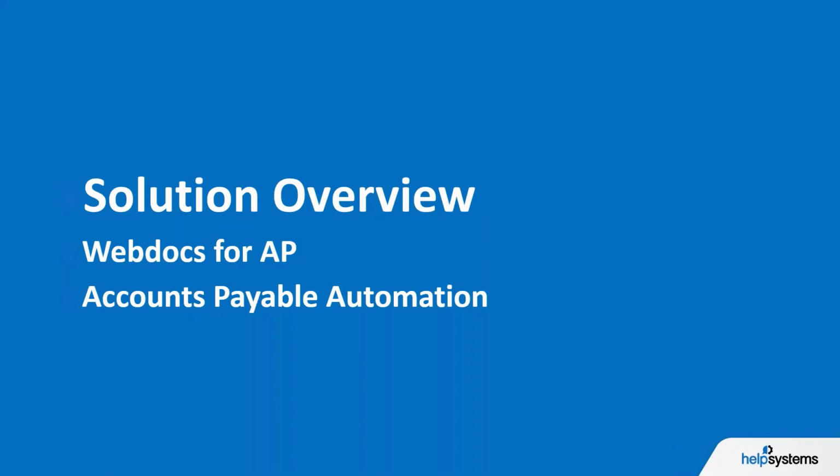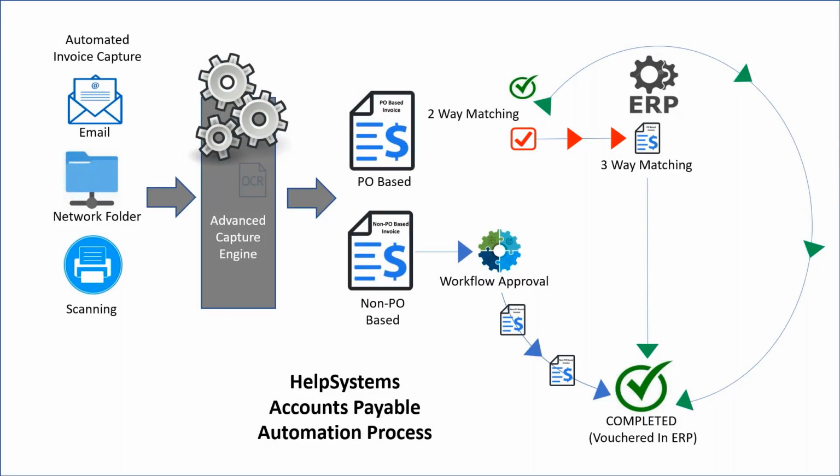Today's discussion topics and demo are going to be around the Webdocs for AP and the accounts payable automation. In this process, there are a few different stages inside of the process that documents can be captured from different sources, so email, network folders, scanned documents, and then take that information and documents, classify them with the advanced capture engine, and then extract all the data, verify that data, and then pass it into either a PO-based process or non-PO-based process, all the way back to the ERP system if three-way matching is required.